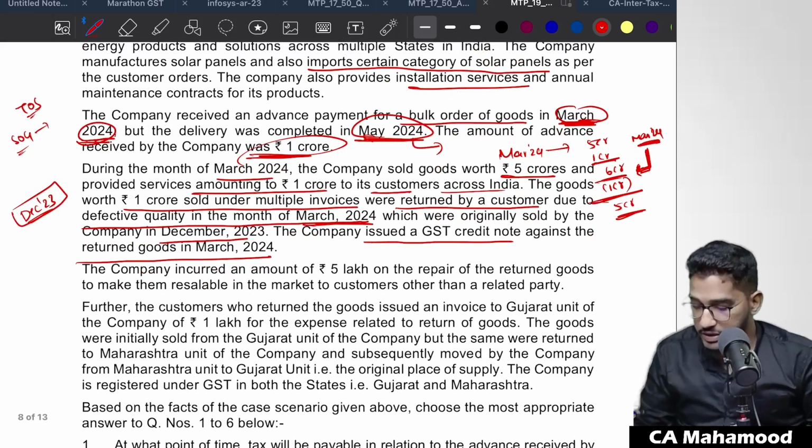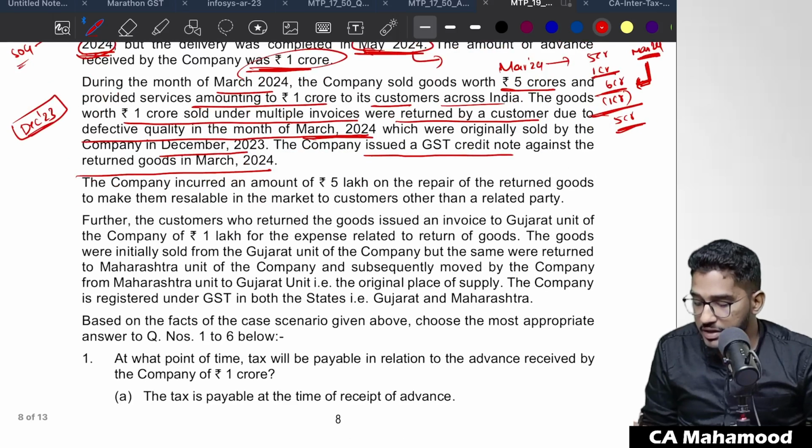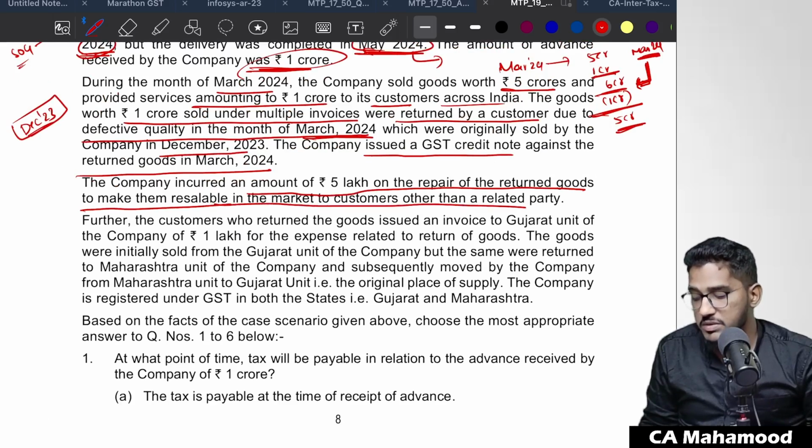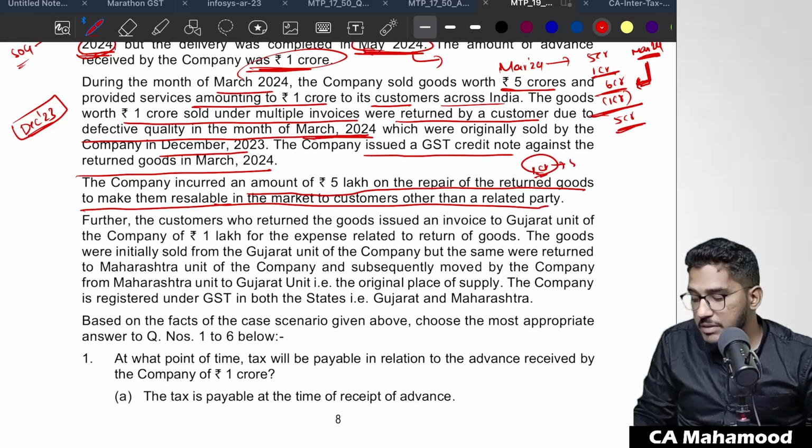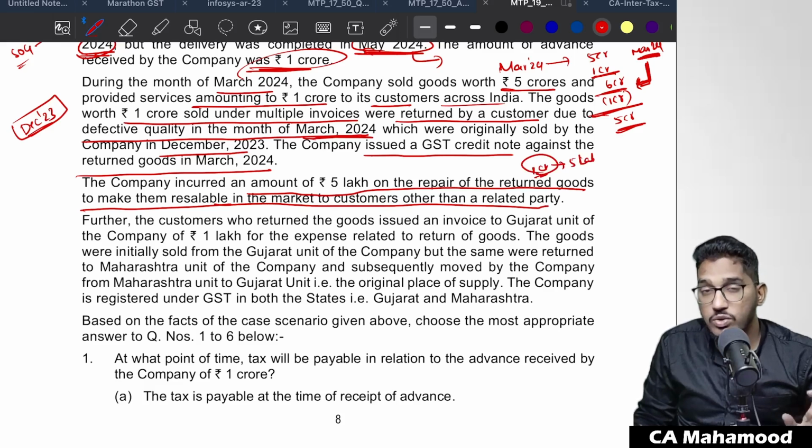Next one, coming to the next point. The company incurred an amount of 5 lakh rupees on the repair of the returned goods to make them reusable in the market to customers other than a related party. So now they have got back that 1 crore worth of goods. On that 1 crore worth of goods, the company has spent 5 lakh rupees to rectify the defects.